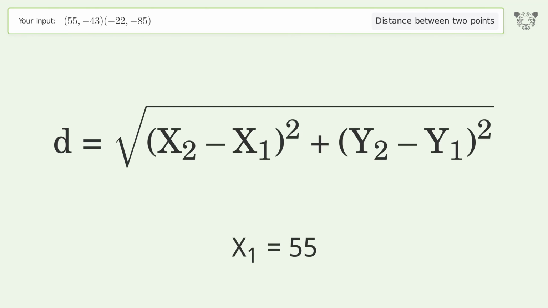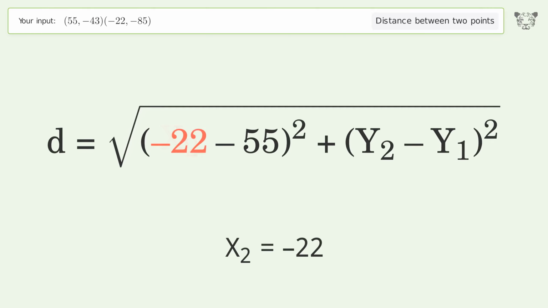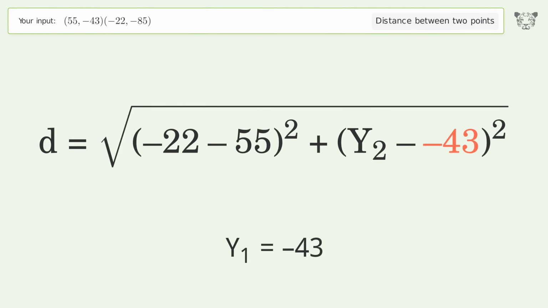x1 equals 55. x2 equals negative 22. y1 equals negative 43. y2 equals negative 85.